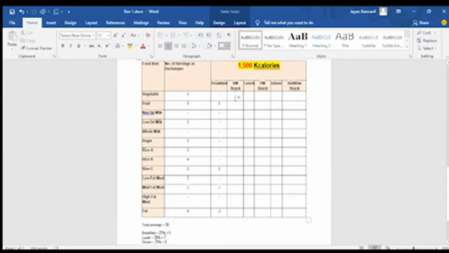So for AM snack, they have 0 vegetable exchanges, fruit 0 as well, non-fat milk 0, low-fat milk 0, whole milk 0, sugar 1, rice A 0, rice B 1, rice C 0, low-fat meat 0, medium-fat meat 0, high-fat meat 0, and lastly for fat, 1 exchange.